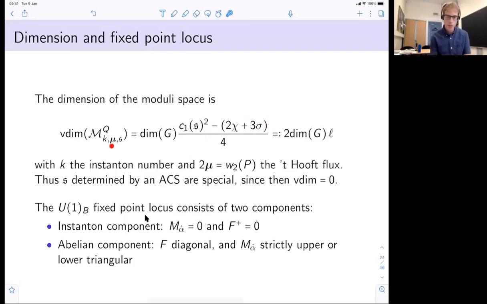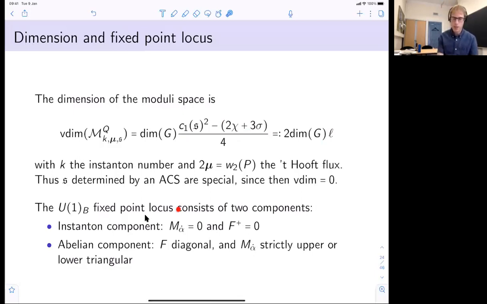And the notation here is that K is the instanton number, mu is the so-called Hauptflux, and S is the spin structure. We see that if we choose the spin structure to be determined by the ACS, this is special because then this combination is equal to zero. I will often abbreviate this combination to L because it appears quite frequently.